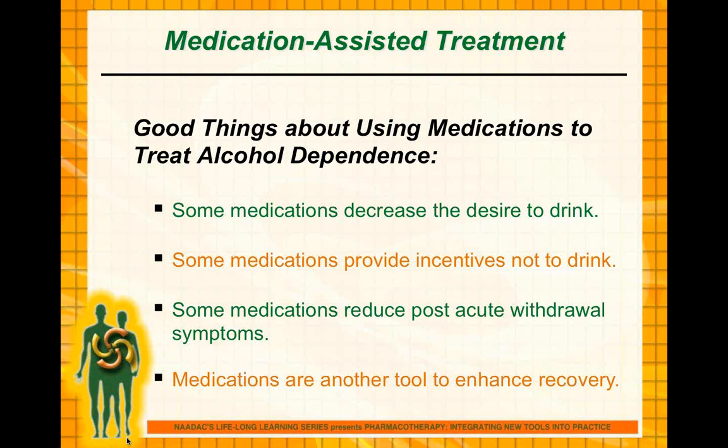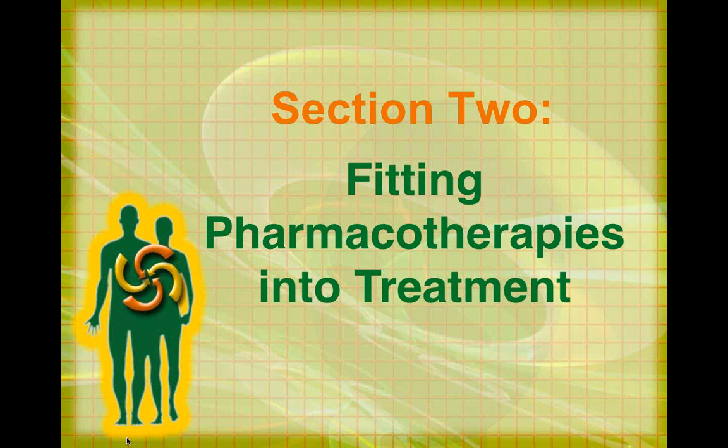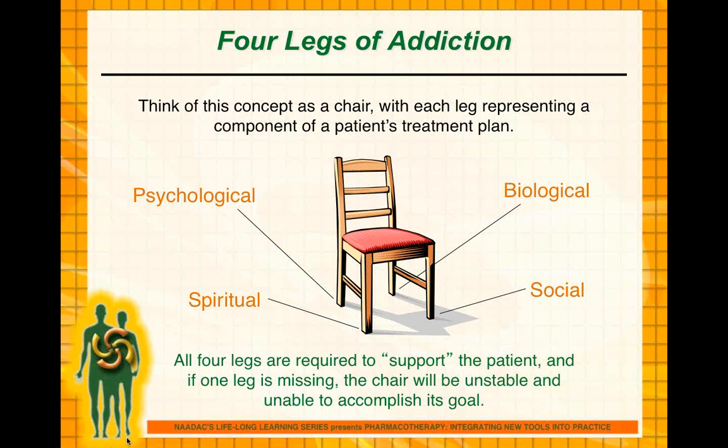And then just finally, medications, as I said, are just another tool to enhance recovery. So we want to make sure that these are firmly being placed in that toolbox. And when you're thinking about how to fit pharmacotherapies into treatment, I keep referencing this biological component. And as you can see here, it's very much like a chair with 4 legs: the psychological components, the spiritual components, the biological, and the social components. And all 4 legs, if you will, of this chair are required to support that patient. And if one of those legs is missing, it's obvious that chair is going to be unstable and not be able to accomplish its goal to support that patient.